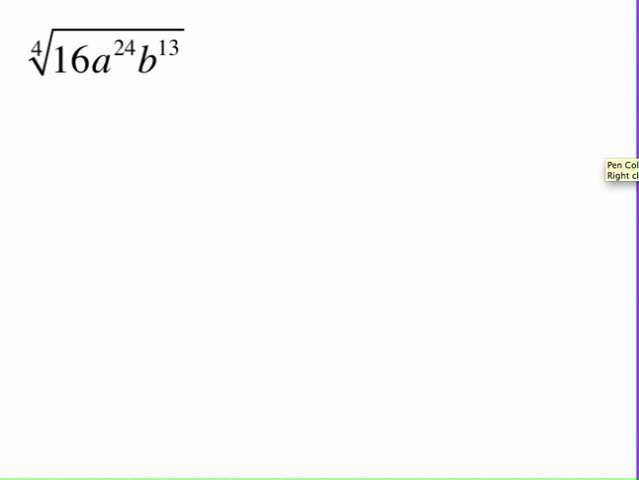So I have the 4th root of 16, a to the 24th, b to the 13th. First of all, the 4th root of 16. Does anybody know what that is? That's 2. So we don't really need to split that up. What about a to the 24th? What will that give me? A to the 6th. So let's see: even, even, even, so we don't need absolute values.